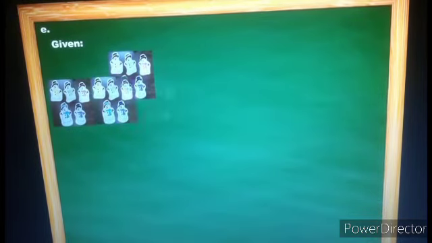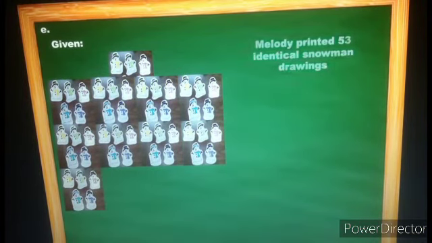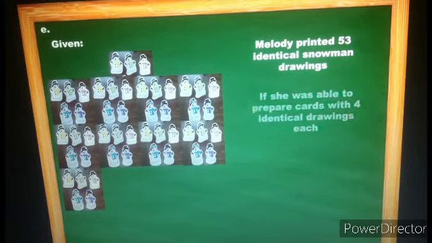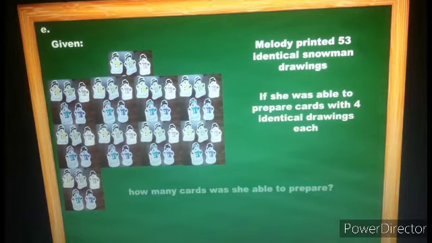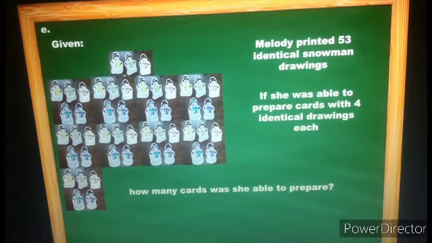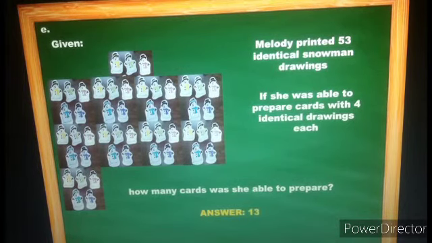Okay, let's move on to the last letter for this item. The situation given here is Melody printed 53 identical snowmen. If she was able to prepare cards with 4 identical drawings each, how many cards was she able to prepare? Give time to analyze the problem. The question asks how many cards she can make. So what is the answer? Very good. 13 cards.